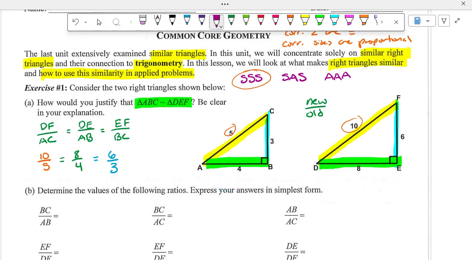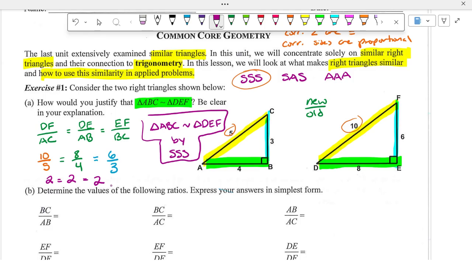So what is 10 divided by 5? 2. What's 8 divided by 4? What's 6 divided by 3? So are all three sides proportional on the two triangles? Yes. So we can say that triangle ABC is similar to triangle DEF by side, side, side. Because all of the sides are proportional. They equal the same number when we set up the ratios.